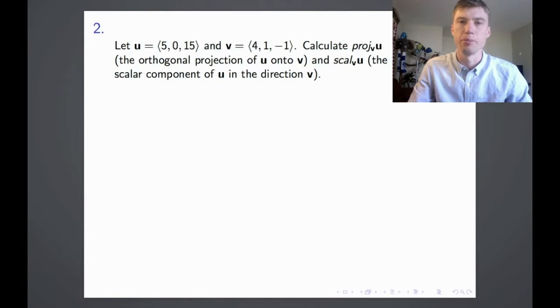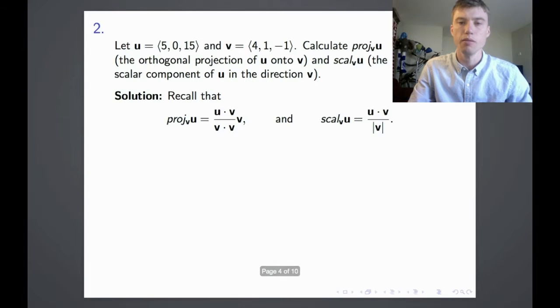direction of v. Recall the formulas for the projection of u onto v, which is u dot v divided by v dot v multiplied by the vector v. And the scalar component of u in the direction of v is u dot v divided by the magnitude of v.